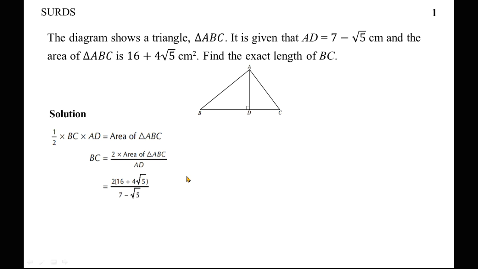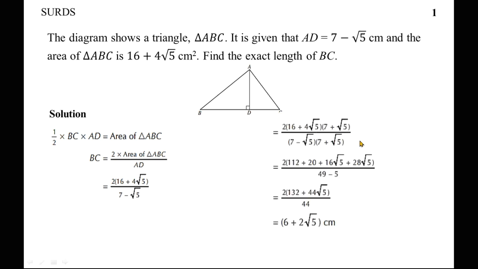By substituting the value of the area of triangle ABC, we know that BC equals 2 times in bracket 16 plus 4 square root of 5 all over 7 minus square root of 5. By multiplying by the conjugate, that means rationalizing the denominator of this fraction, we will have this, and by multiplying all inside the brackets, we will have the fraction like this, and simplifying will give the result 6 plus 2 square root of 5 cm. That is the final result and the exact length of BC.